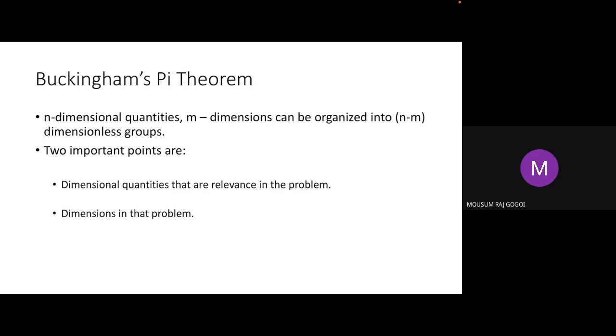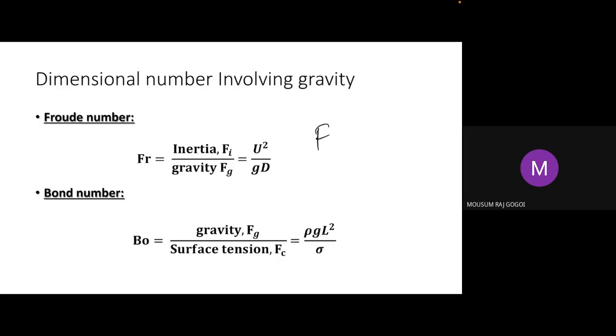And the gravity force. So the ratio of the inertia to the gravity force will give something called the Froude number, and this Froude number you can see is like u square by g d. So here the inertia force will be rho u square L square, and here d means the length scale. You can write L also in terms of d.